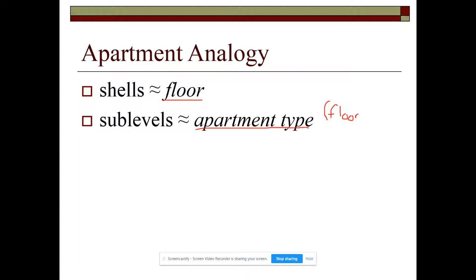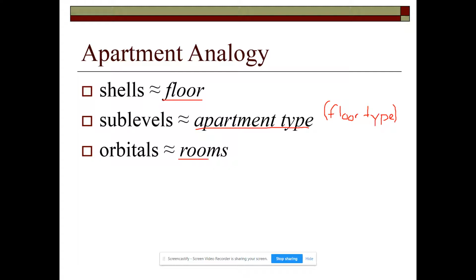So for example, you might have different room number floor plans. Like you might have a 1-bedroom apartment or a 2-bedroom apartment. Or you might even have different versions of 2-bedroom apartments. So you might have one that comes with a big bay window, while another one comes with a balcony. So those are different floor plans that you can have. And so those are like the sublevels. The sublevels are like different floor plans.